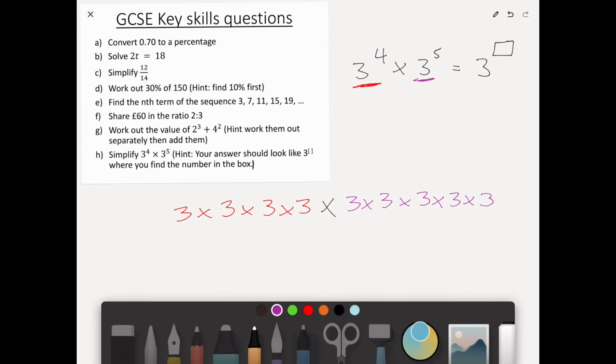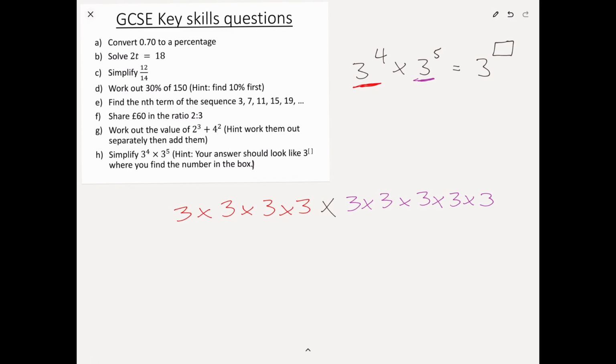Glad those numbers didn't go any larger. So, how many have we got now? We've got 1, 2, 3, 4, 5, 6, 7, 8, 9 threes being multiplied together. Well, it's just 3 to the power of 9 then. So our final answer is just 3 to the power of 9. But could we have got there quicker than writing out all of these threes in different colours?